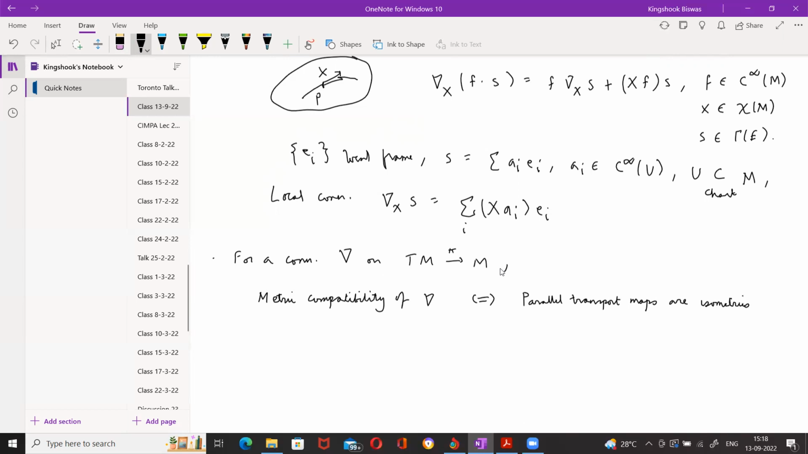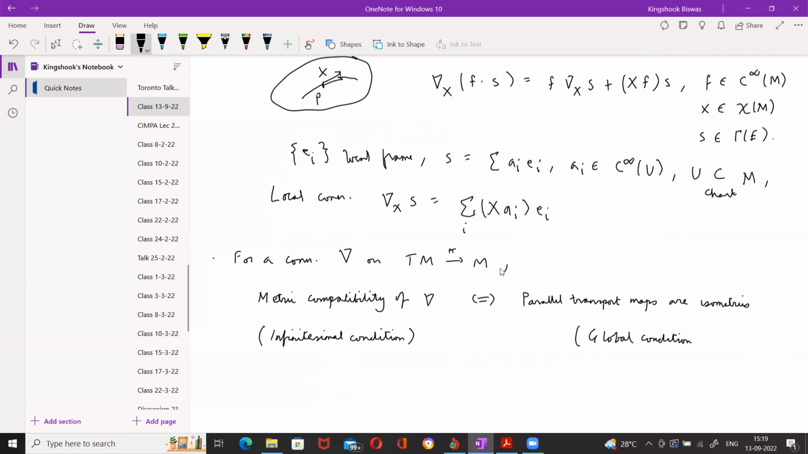This metric compatibility is something about differentiating inner products, so this is an infinitesimal condition. And these parallel transport maps are global objects, so this is a global condition. Does it make sense?